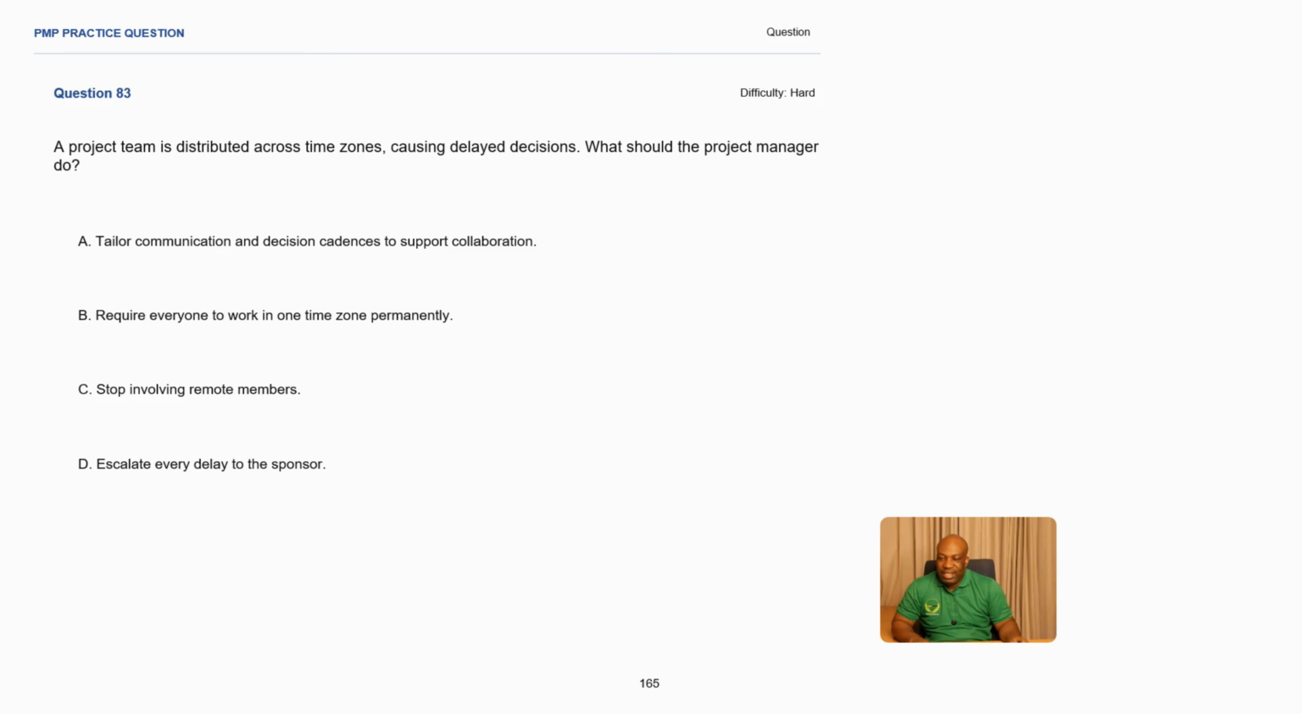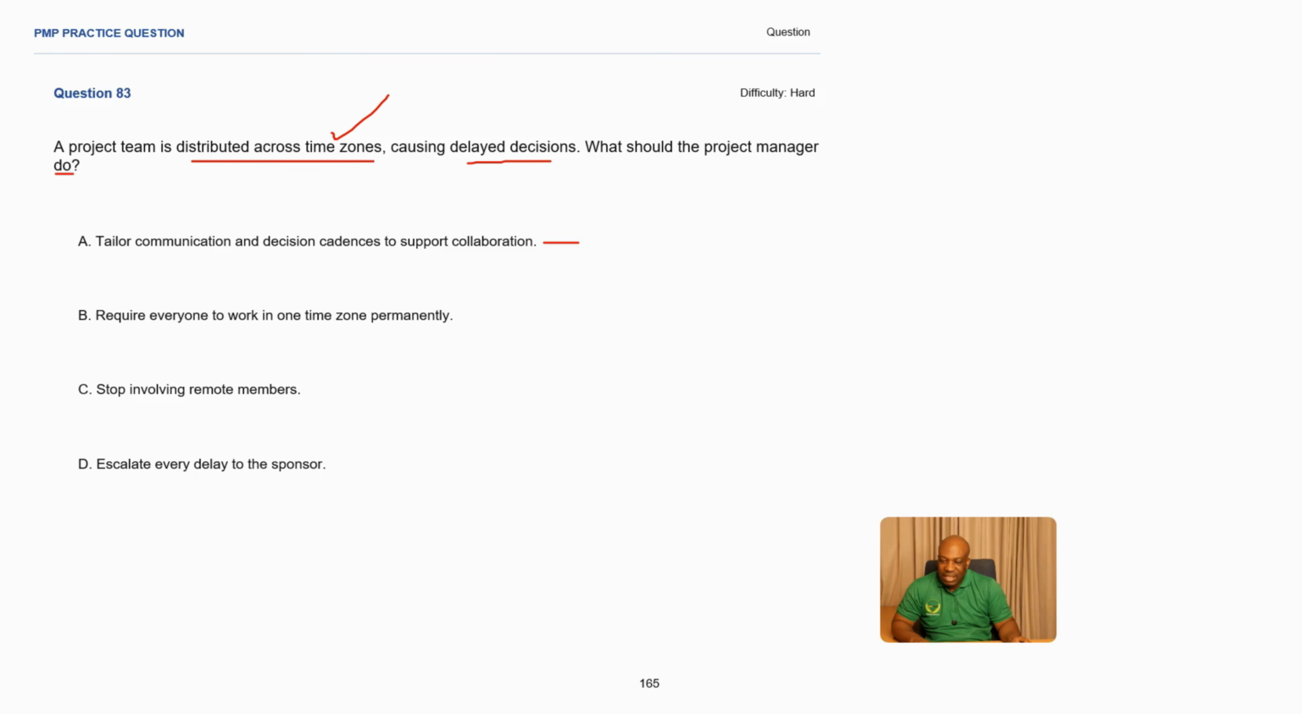Practice question number 83. A project team is distributed across time zones, causing delayed decisions. What should the project manager do? So what is our problem statement? We have a project team distributed in different time zones, all right? And it's causing delayed decisions in the project, right? What should the project manager do? Let's go through the answers now. Tailor communication and decision cadence to support collaboration.